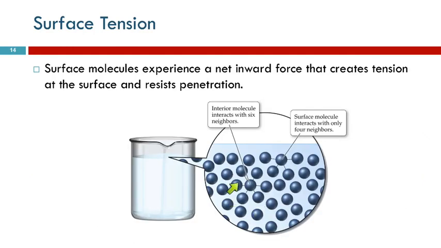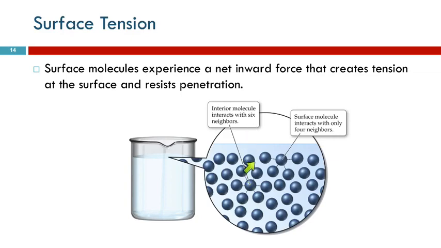So here's an illustration of the water. Inside the water, the molecules are interacting with, in this two-dimensional representation, 6 different neighbors. On the surface, this molecule interacts only with 4 neighbors. This results in a net inward force that creates tension at the surface and resists penetration, because in order to break into the surface of the water, you have to push apart the particles. The ones on the interior have more connections.